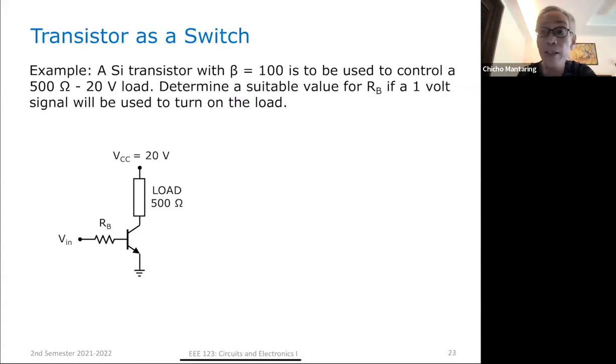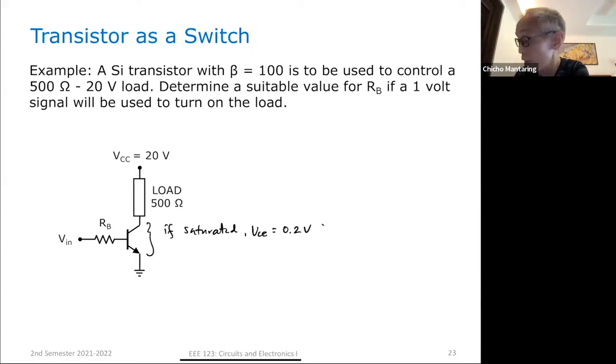Now, when we use a transistor as a switch, it is either going to be in cutoff or in saturation. Okay? Bakit? When this transistor is saturated, the voltage across this transistor is 0.2 volts. So if this is saturated, VCE is 0.2 volts, assuming it is silicon. So this is for silicon.